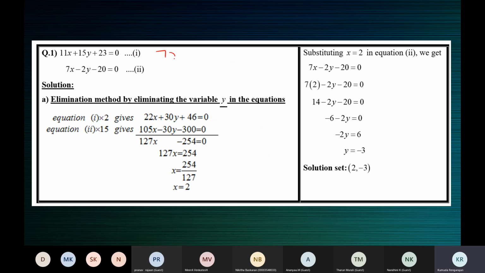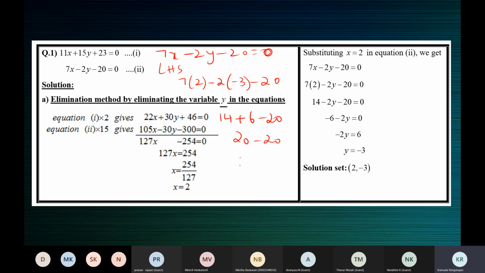The second equation is 7x minus 2y minus 20 is equal to 0. Let's take up the left hand side alone. 7 into 2 minus 2 into minus 3 minus 20. We should get 0 because the RHS is 0. So when you work this, the value should be 0. 14 plus 6 minus 20. 14 plus 6 is 20. 20 minus 20 is 0, which is the RHS. So you can see that (2, -3) satisfies both the equations.